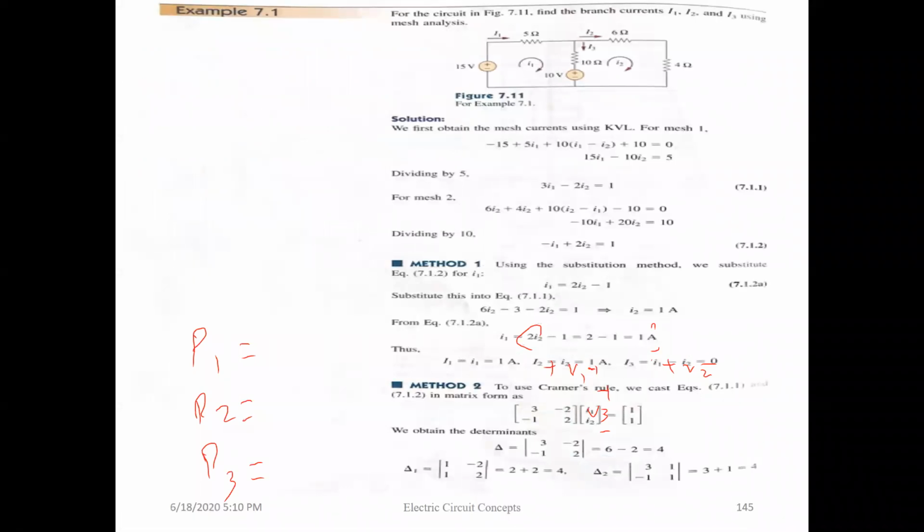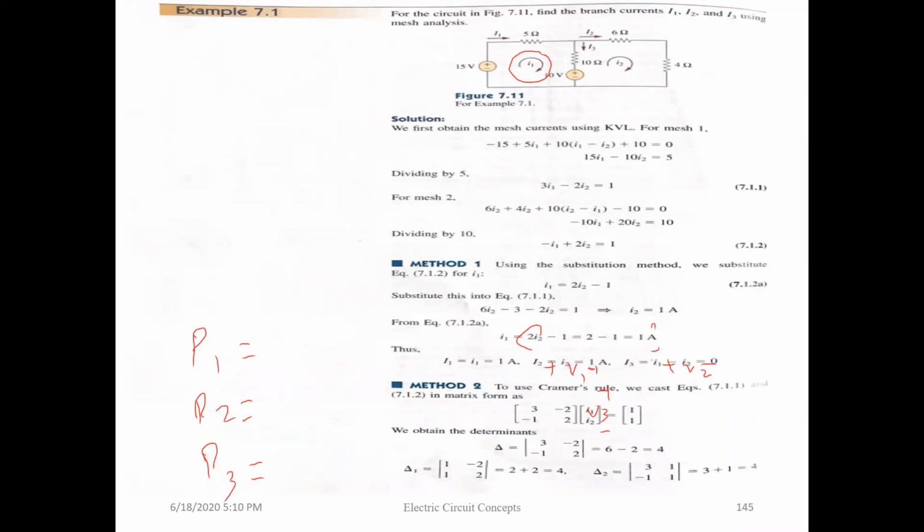Okay, so let's look at this example 7.1. What we have here, we have all the element values, we have the voltages here. So the first thing, if we do not have the currents assigned, let's say that I1 and I2 are not assigned, then we can assign the mesh currents clockwise.